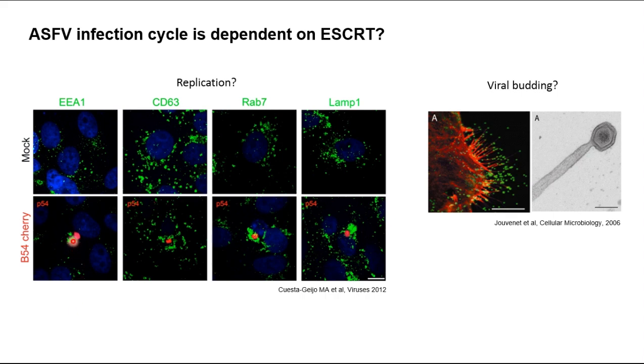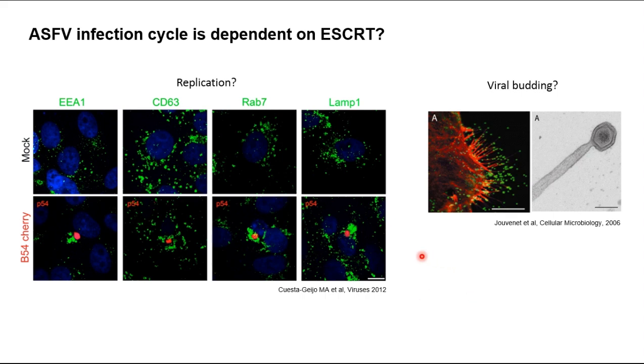So here we have how the early endosome markers are recruited toward the viral factory, but also CD63, which is a marker for the multivesicular bodies. Also, the RAB7 positive vesicles are recruited by the virus toward the viral factory, and the lysosomal marker is also here. So we think that maybe in this strong and deep process of reshaping of the endosomal membrane system, the ESCRT complex could have a role.